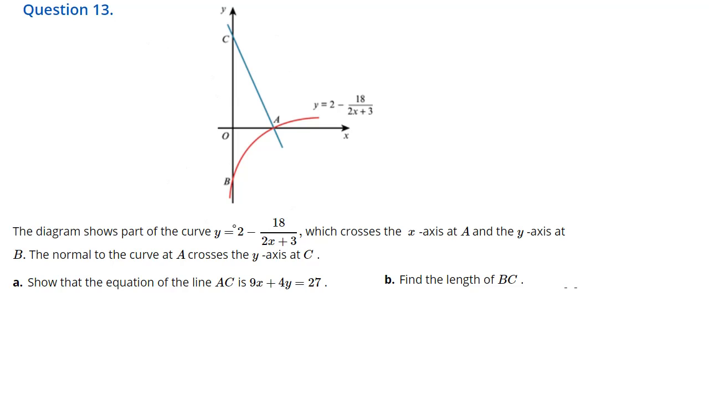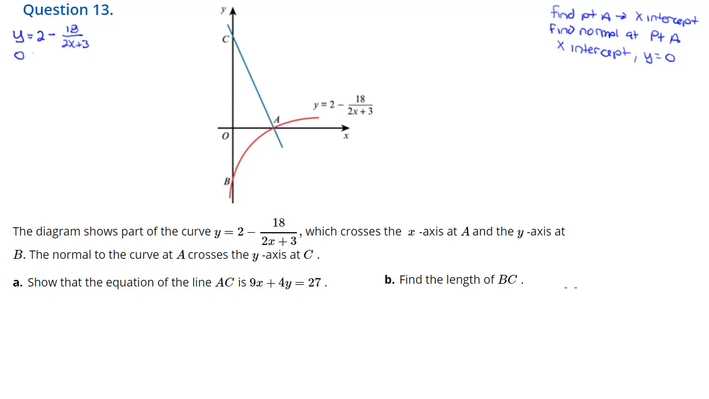Okay, in this problem we've got a curve that's shown right here in red, and then we've got this line AC that crosses at point A, and it also crosses at point C. Now, the normal to the curve at A crosses the y-axis at C. So what they're telling us is we're looking at the normal right there. Now, what we need to do is find out what point A is.